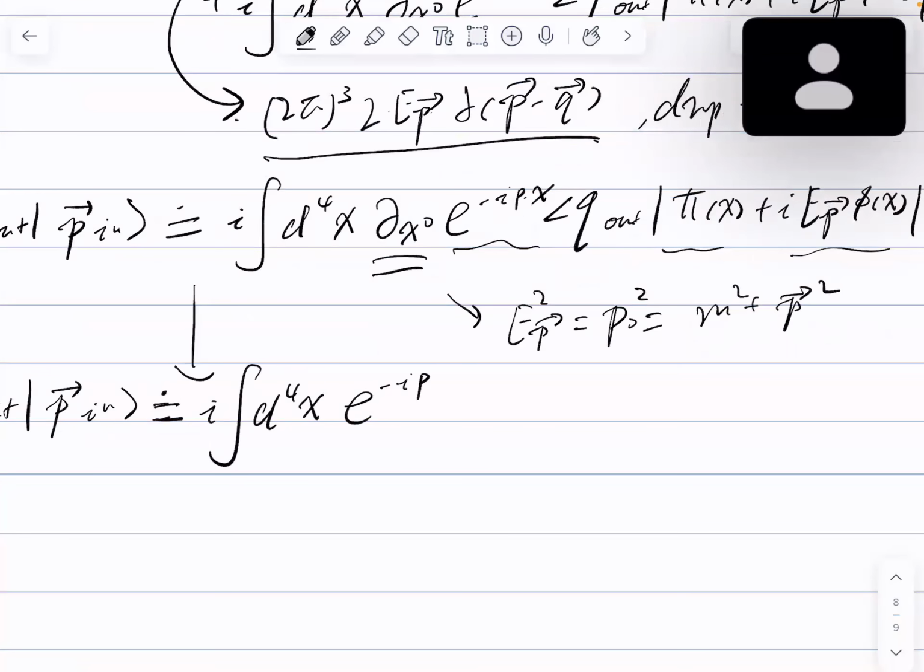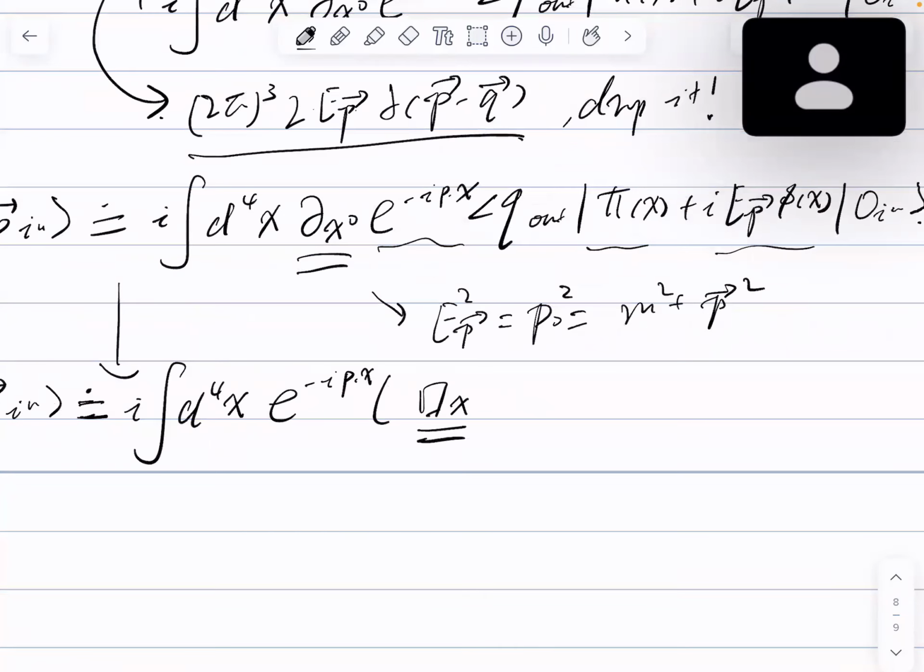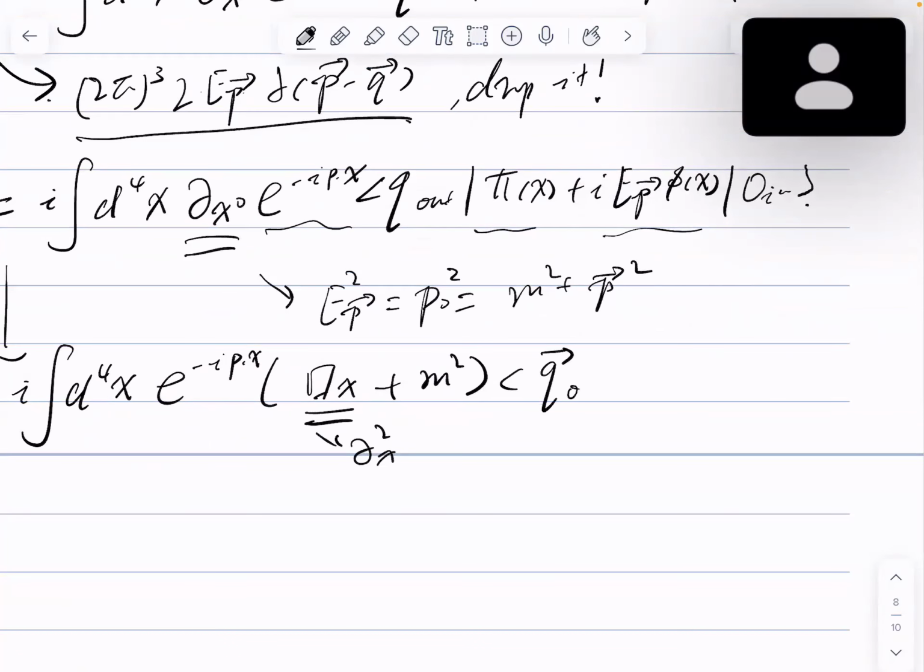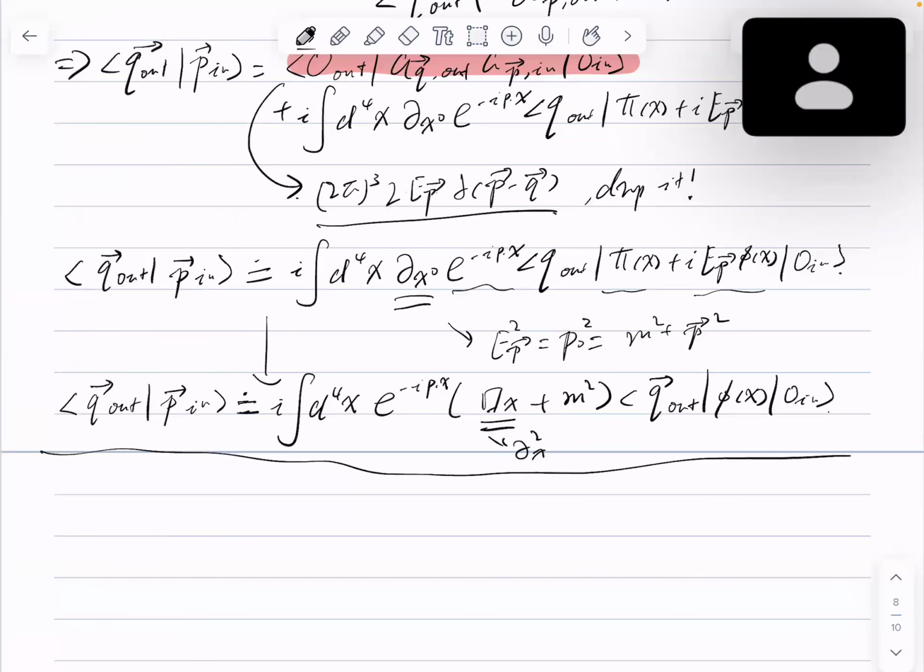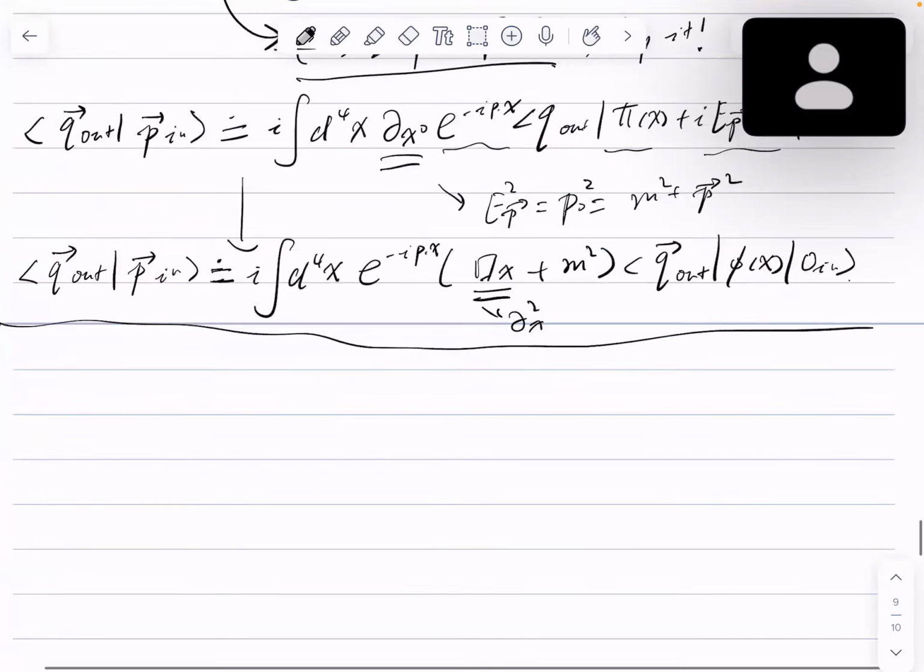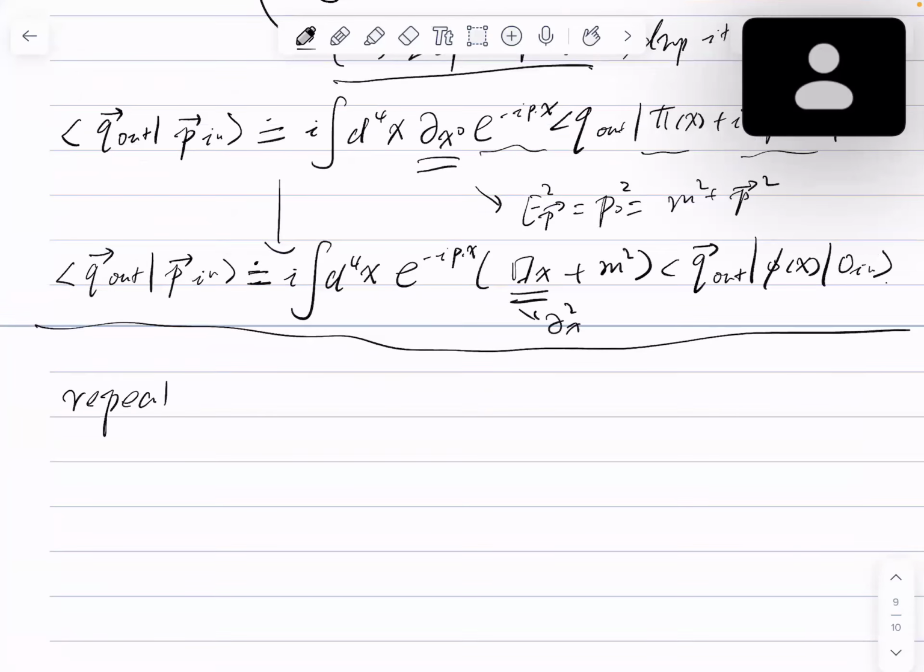E minus IPX Laplace x. This is just another expression for partial square x. M square Q out phi x 0 in. Okay, we have obtained this one. And we can repeat the same procedure for the Q out states. That's the naive next step. Repeat everything for its Q out.